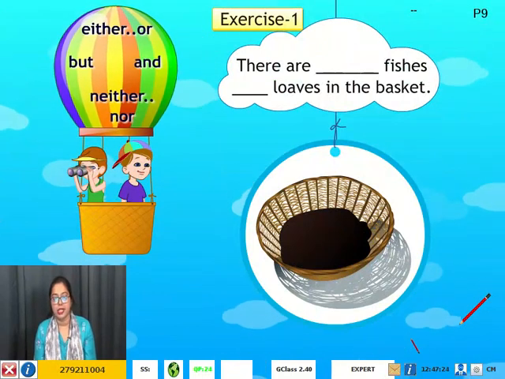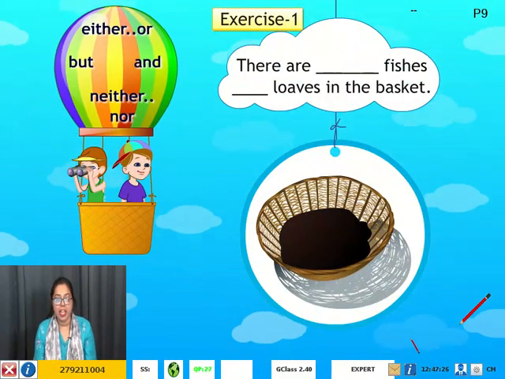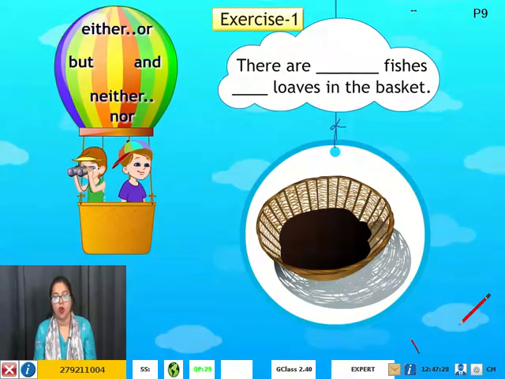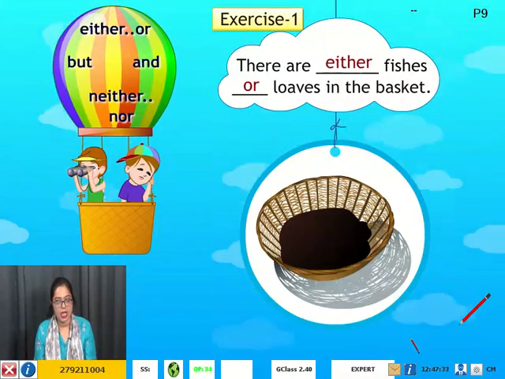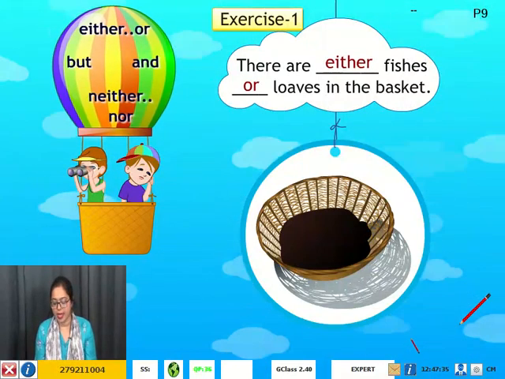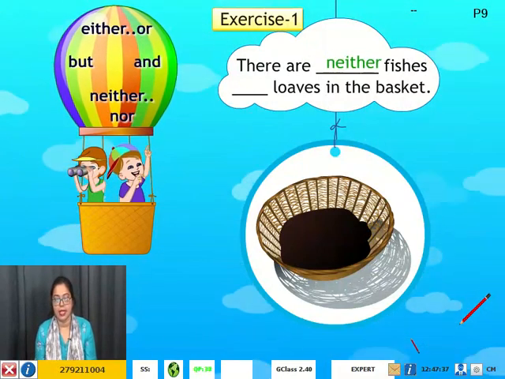Another sentence on your screen. There are dash fishes, dash loaves in the basket. Now filling the blanks, will it be either or? Either or, is it correct? No, right? So let's have a look at what the correct answer is.